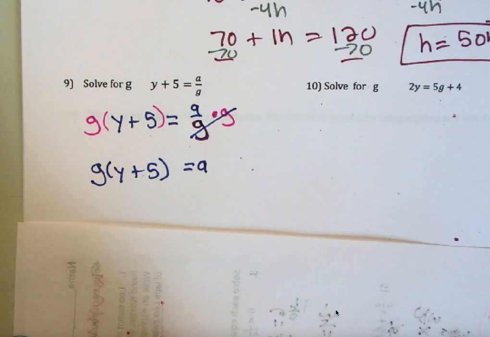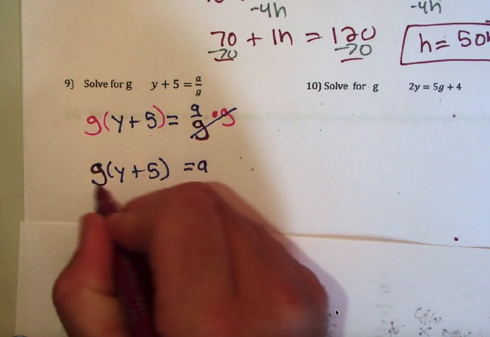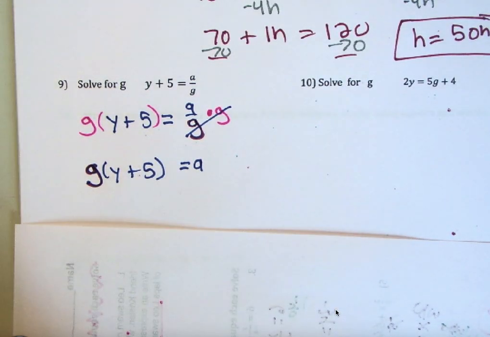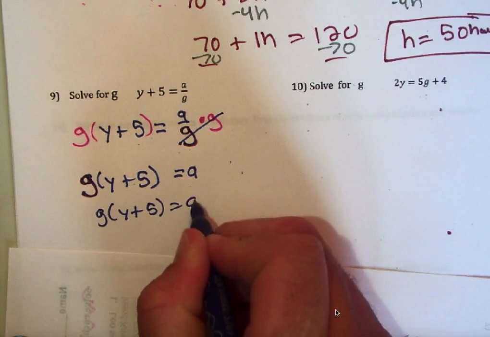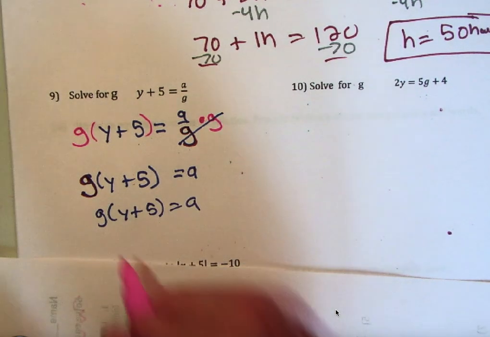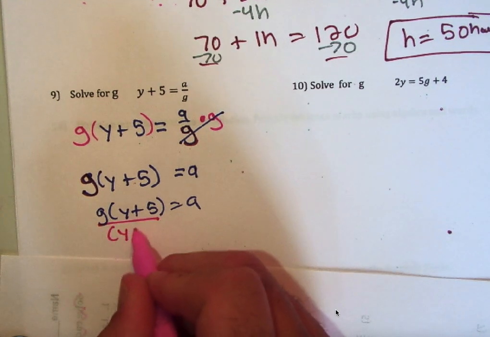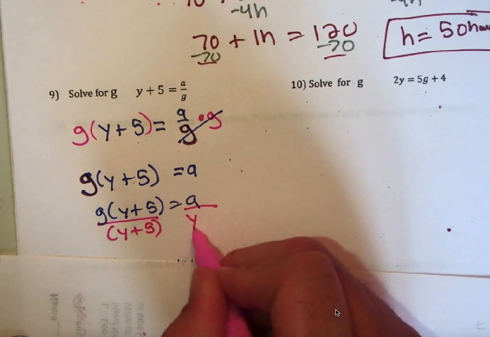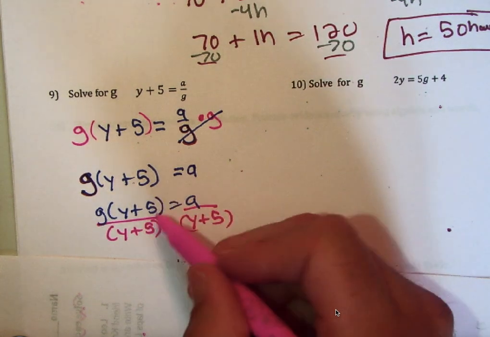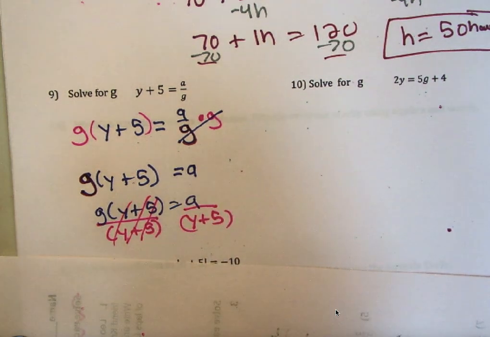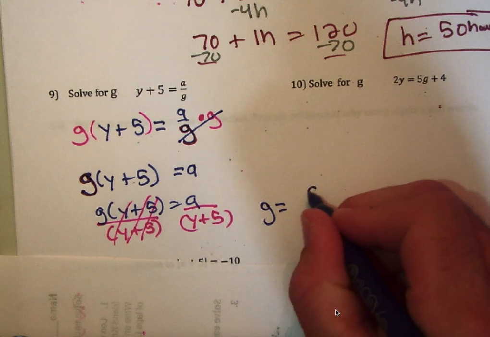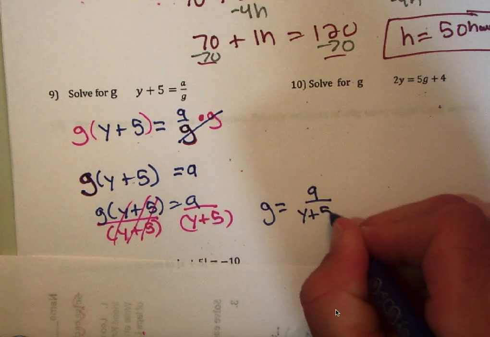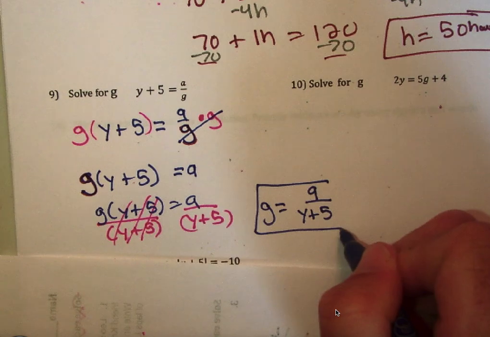And here is g again, right here. So we got to get it by itself, so we're not going to distribute. What we're going to do, we are going to divide both sides by y plus 5. This divided by this is 1. And now we have g by itself. We solve for g. G equals a over y plus 5. There we go.